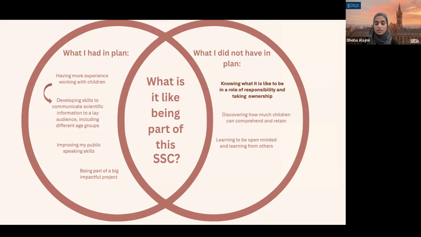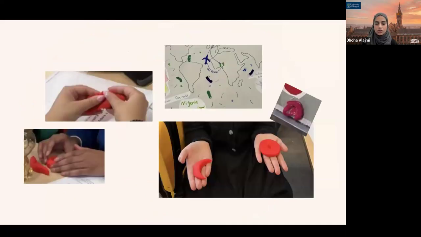Some of the activities we had for him were very hands-on activities. We got to play with Play-Doh and make red blood cells into sickle-shaped and biconcave shaped. We also got to make a figure of a human body and had him trace his fingers around the body to recreate the circulatory system.